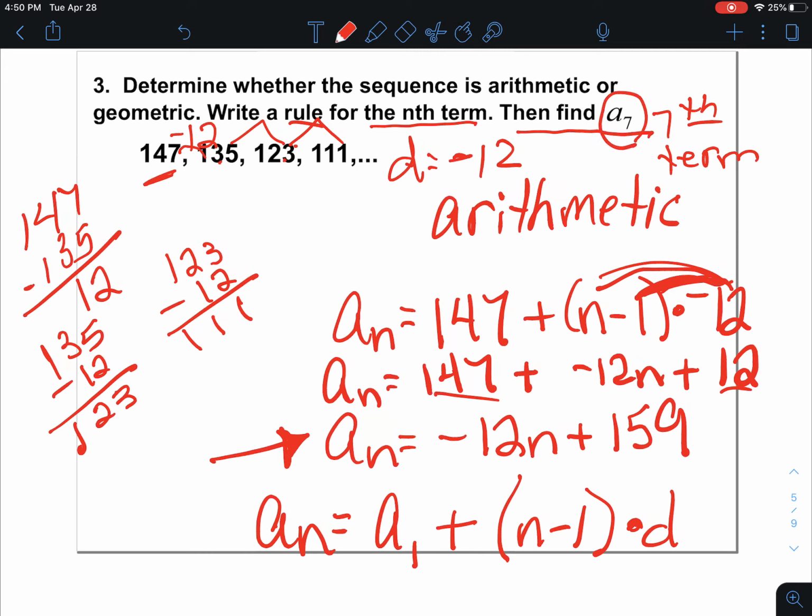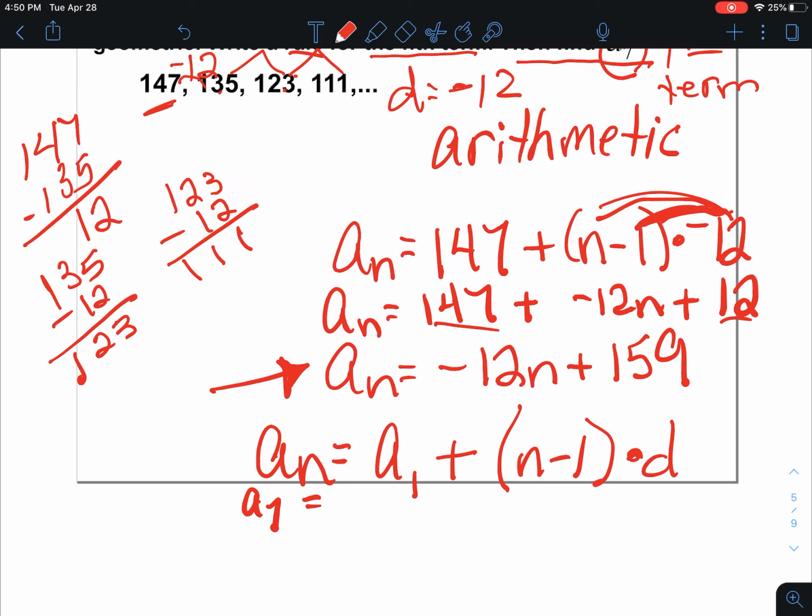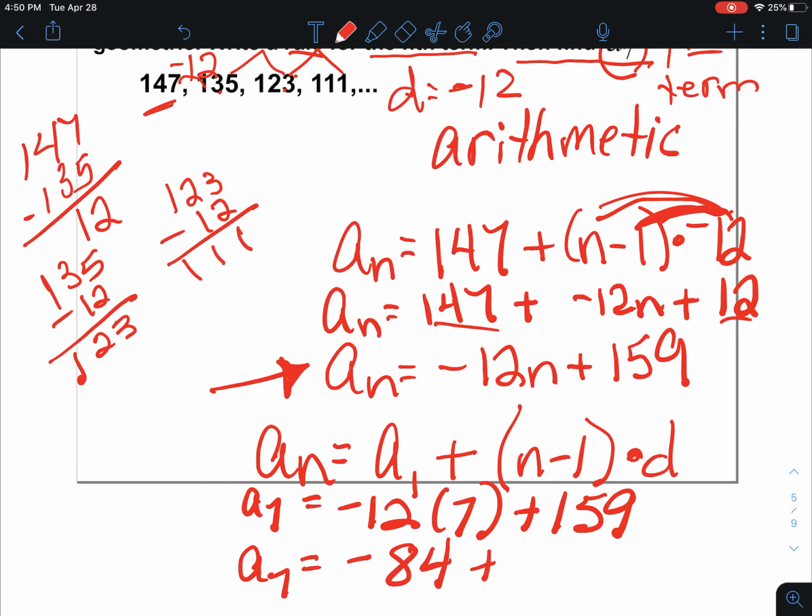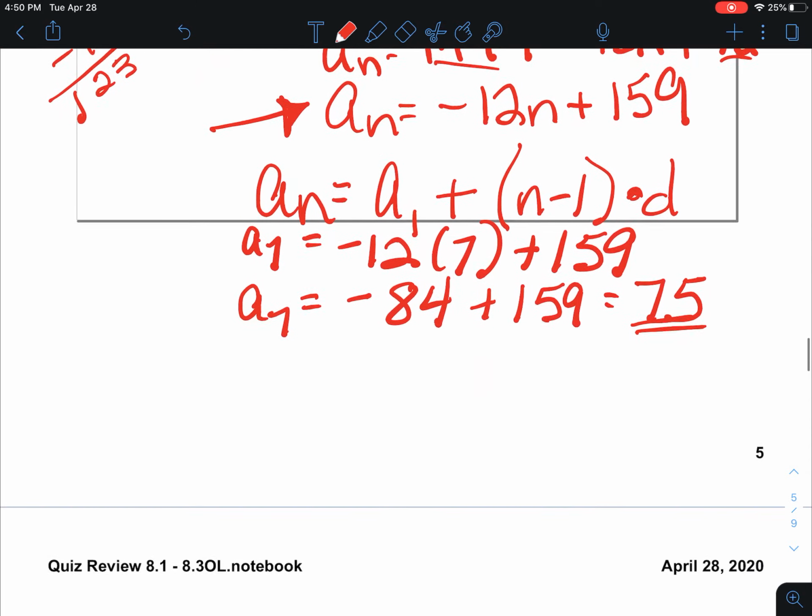Now, last but not least, let's find our 7th term. So n would equal 7. So a sub 7 equals negative 12 times 7 plus 159. If I use a calculator, I get negative 84 plus 159. And when I put all that in the calculator, I get 75. So 75 would have been the 7th term. Okay, let's go to the next problem.